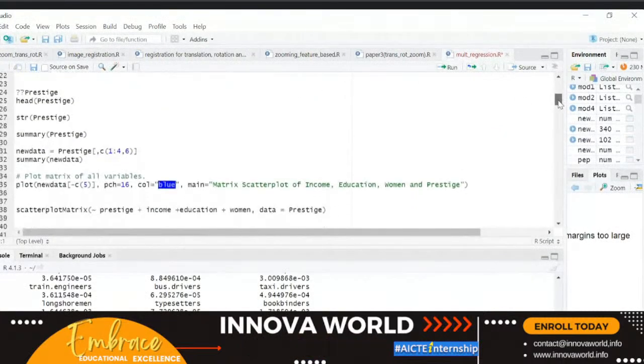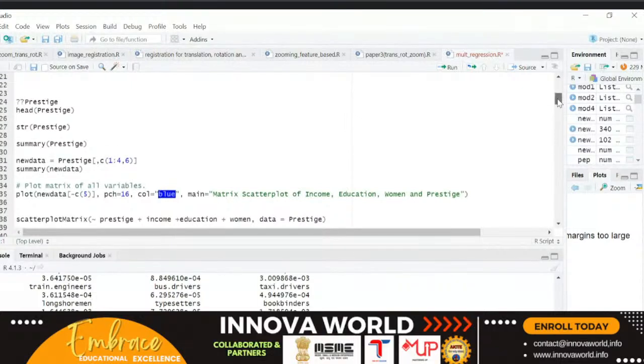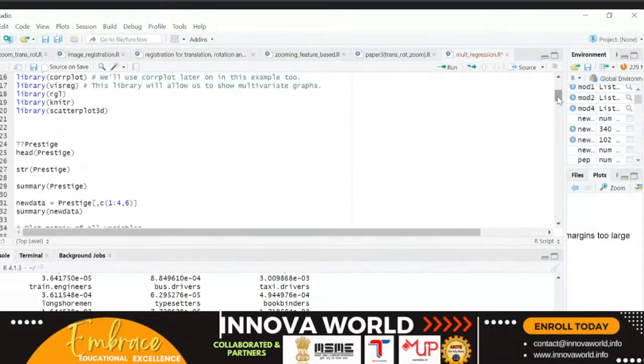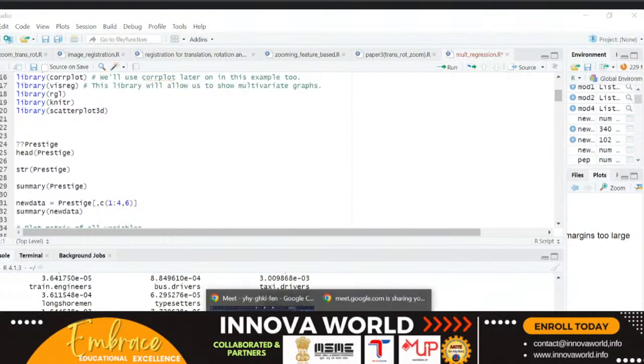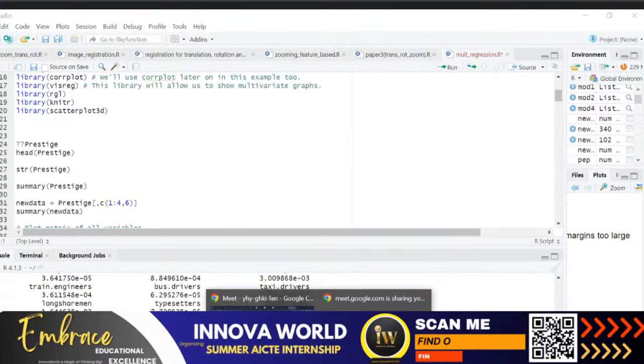Okay, I think you can see the R screen, right? Can you see the R screen? Hello. Yes, yes, it's visible. Okay.